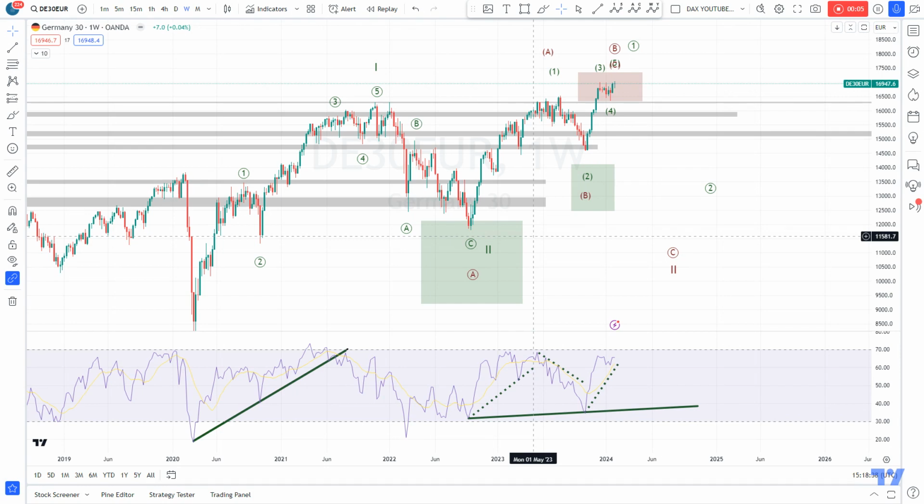Today is Saturday, February 3rd. Let's start in the higher time frame.